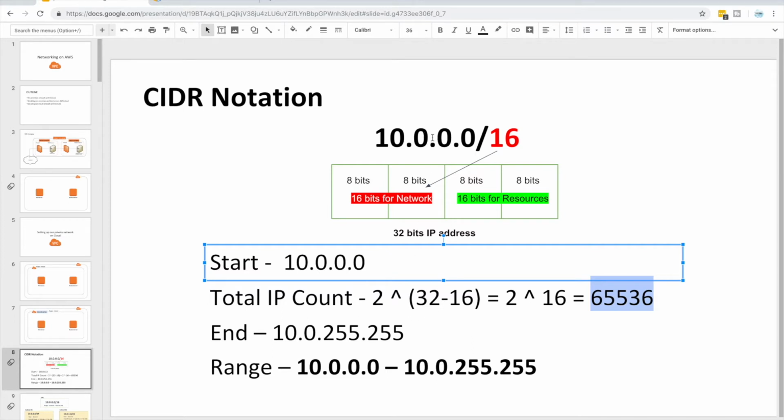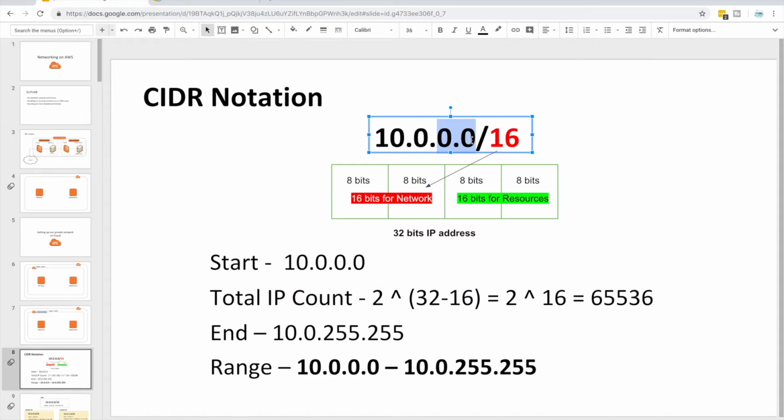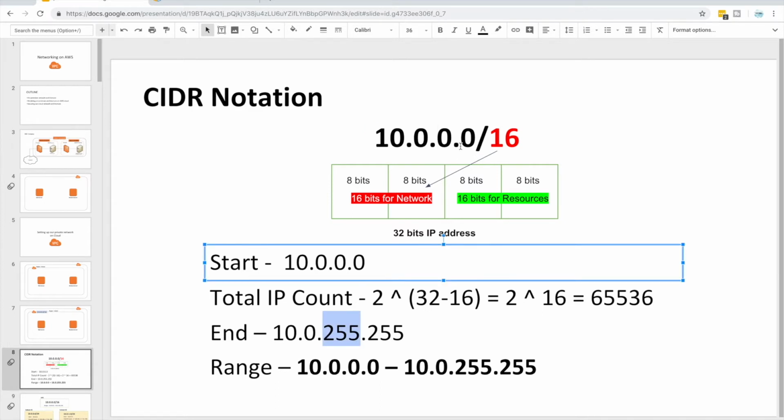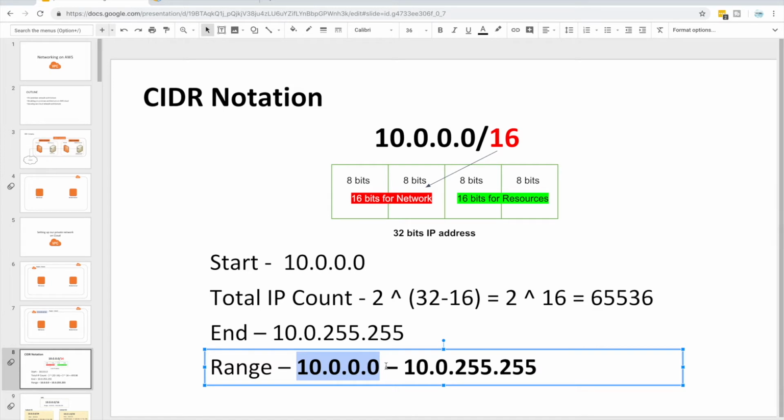So what is the last address? I told you only the last two octets can be changed. One octet is 8 bits, so that means 255, and the other one is also 255. You can see the first two octets never change because those are reserved for the network, and these two will change. So what is the range? It will start from 10.0.0.0 and go up to 10.0.255.255. This is the full IP range supported by this CIDR block.